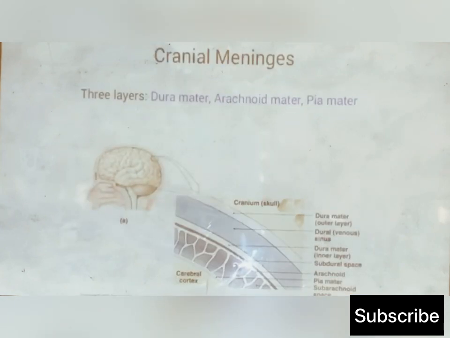So this is just to discuss the meninges. Let us have a break, and if you want to ask any question, ask before I finally continue. Let us have a break of one or two minutes.